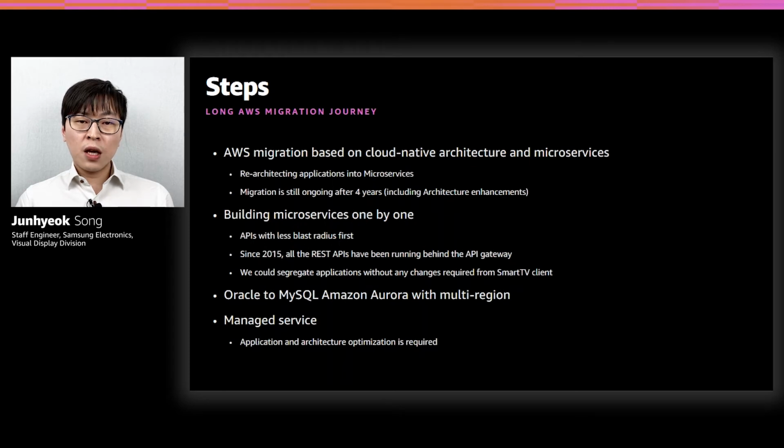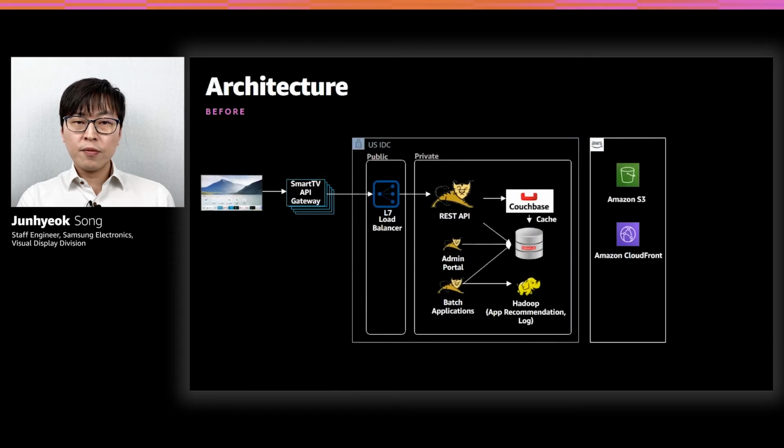To change from scale up to scale out for database, we decided to migrate database from Oracle to Aurora MySQL with multi-region deployment. First, let's look at our architecture before the migration. At the time, applications were running in on-premise data center, so it was difficult for scaling and cost optimization. When a system failure occurs due to database, there was huge effect on smart TV users.